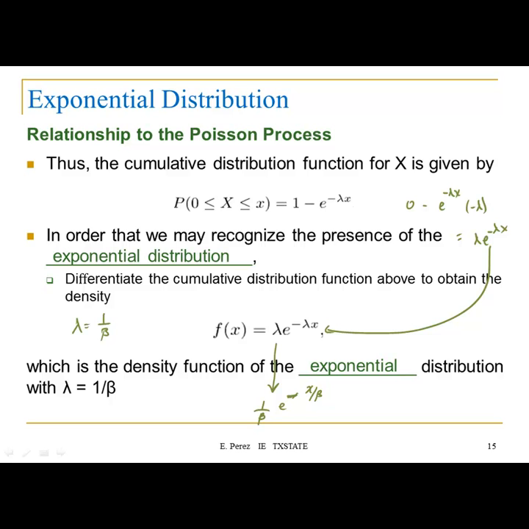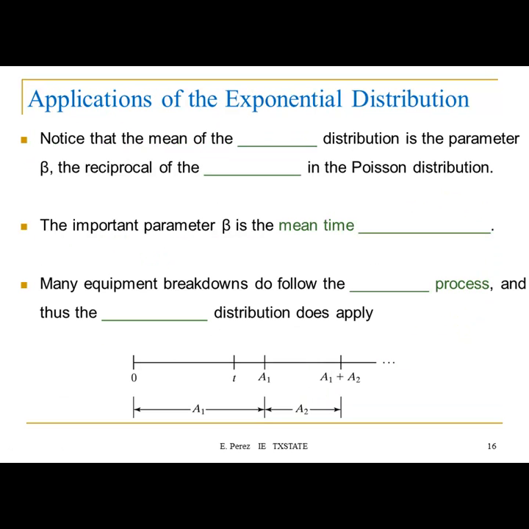Any questions? The idea again is to show you that if you have a Poisson process, the interarrival times of that Poisson process always follow an exponential distribution. Notice that the mean of the exponential distribution is the parameter beta, which is the reciprocal of the parameter in the Poisson distribution. The important parameter beta is the mean time between events. Okay?